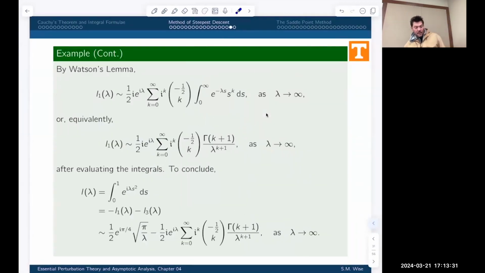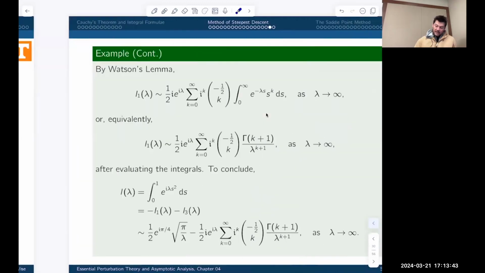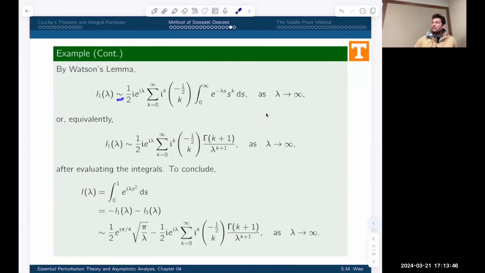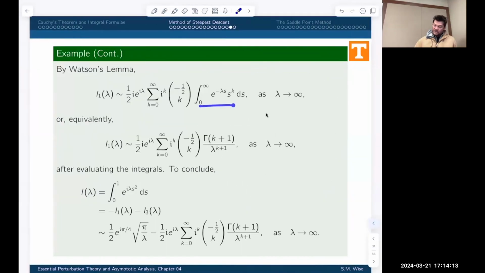Binomial expansion. Now, Watson's lemma just says that you can insert that power series expansion in replacement, and then integrate term by term. If you do that, then you get an asymptotic series. That's basically Watson's lemma in a nutshell. So I'm going to substitute in that power series expansion. Part of that power series expansion doesn't depend on s, namely all of this part. And then I'm only integrating s^k against e to the minus lambda s. So just these integrals here.